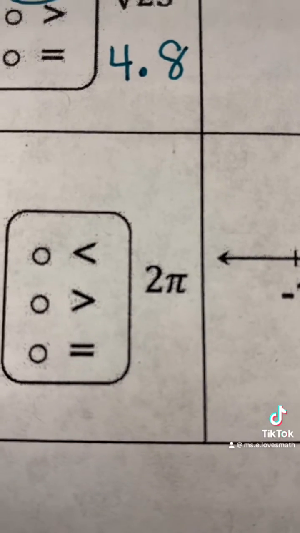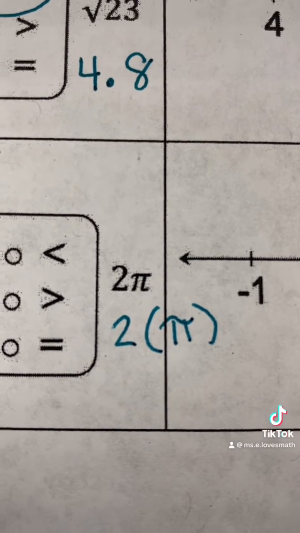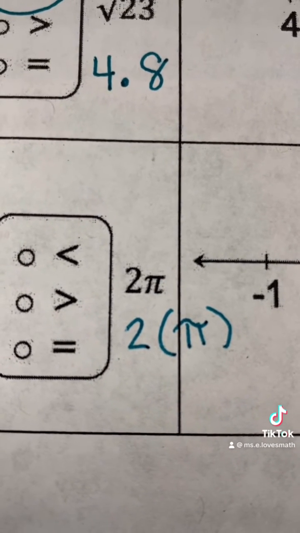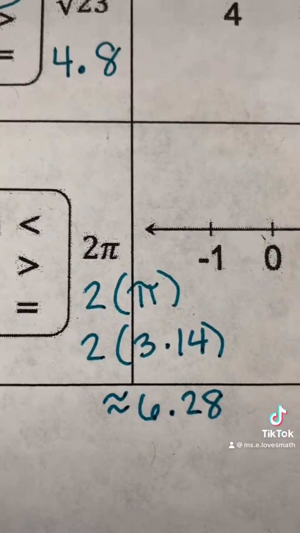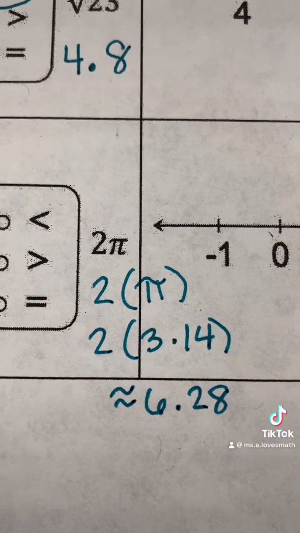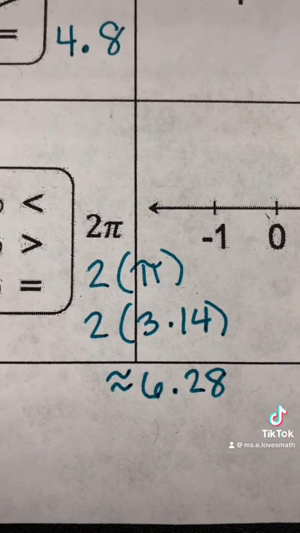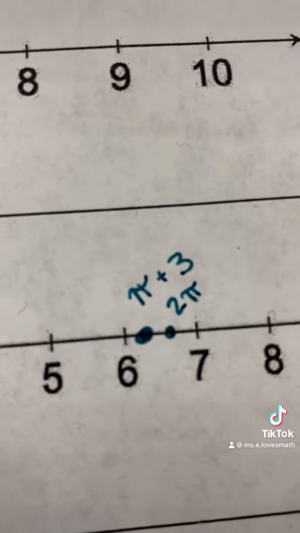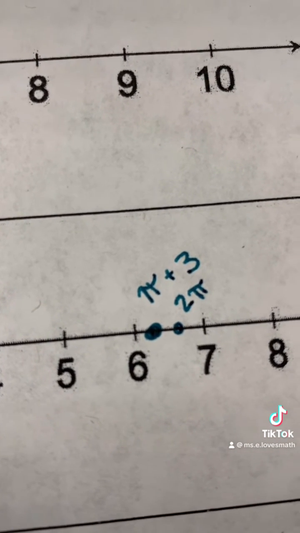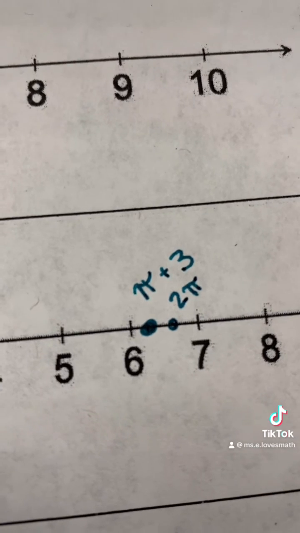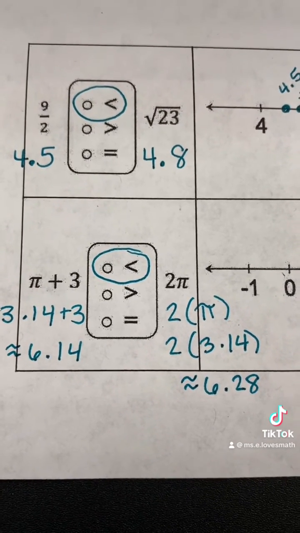On this side, we have 2 pi. Whenever a number is right next to pi, it means to multiply. So we need to multiply 2 times pi. We're going to use the approximation of 3.14 for pi, and then we will multiply it by 2. We get approximately 6.28. These two are extremely close together on a number line, but pi plus 3 is just a little bit more to the left, which makes it smaller. Pi plus 3 is less than 2 pi.